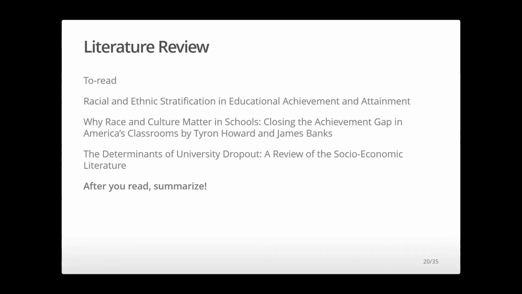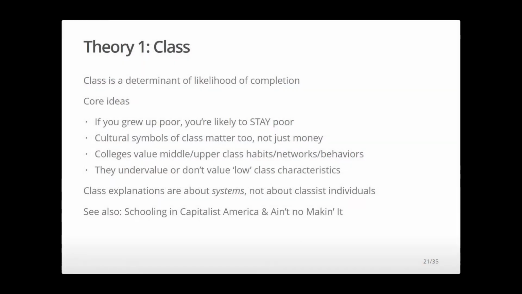And after reading those books and articles, we might find a few different types of explanations for what we're observing. First, some explanations emphasize a student's class origin. That is, if you grew up poor, you're likely to stay poor. Colleges don't really change that. And it's not just the financial aspect of class that matters. Cultural symbols matter too. That is, middle and upper class folks have certain patterns of speech, habits, networks, and behaviors that are essentially irrelevant to meritocratic education, but that society values quite highly because they signify you are from the middle or upper class.